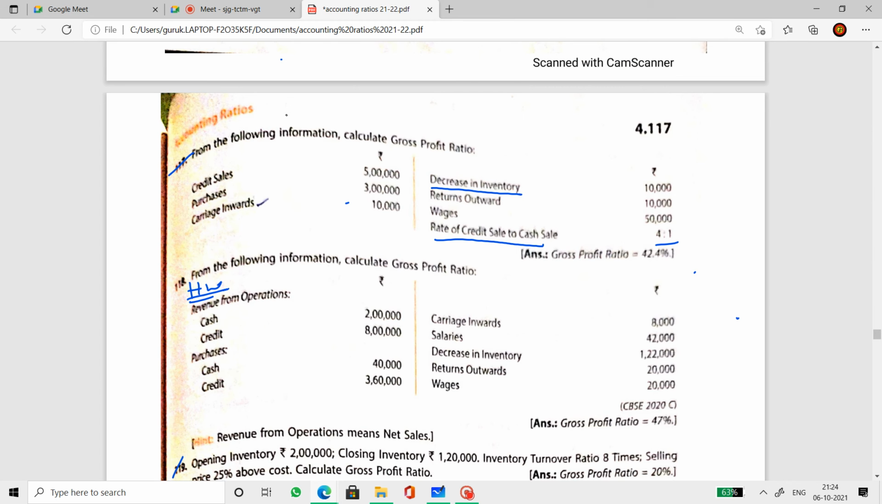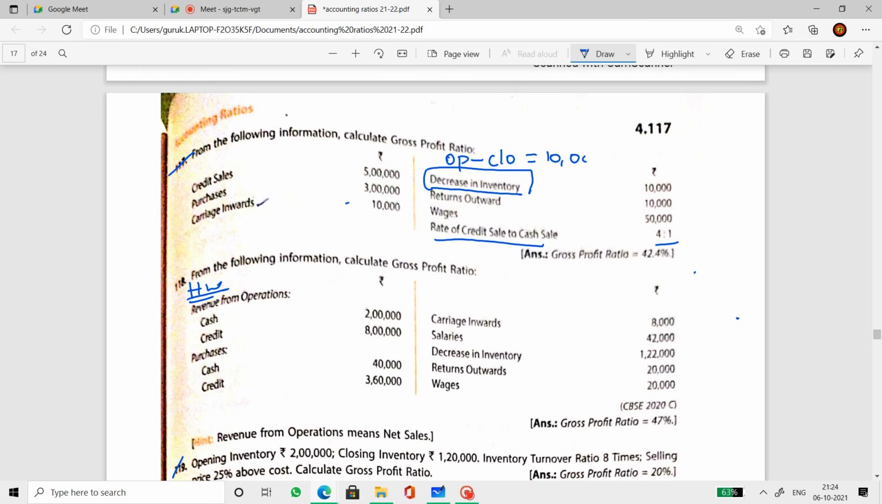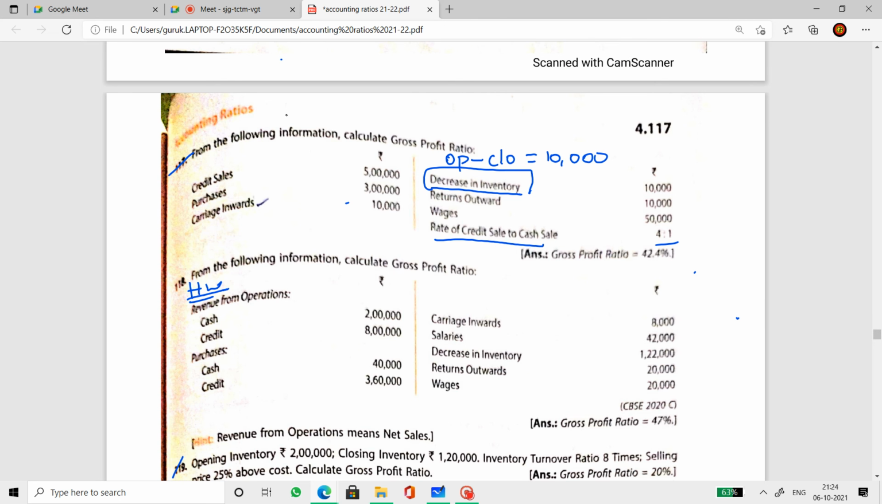Now, when they say decrease in inventory, it means the closing inventory is lesser than the opening inventory. Or simply say that as closing minus opening equals 10,000. So when they say increase in inventory, it's closing minus opening. And then ratio of credit sales to cash sales is 4:1. So that means credit sales by cash sales is 4 by 1. Alright, now let's start the sum.